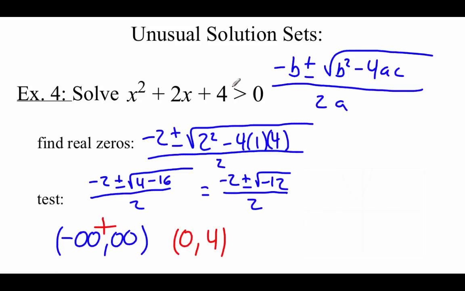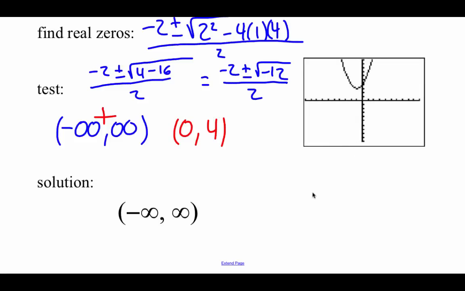So if we're looking for the things that are greater than or equal to 0, everything is greater than or equal to 0. The reason that's happening is because if we were to graph this one out, everything on our graph is above that x-axis. So our graph is positive everywhere.